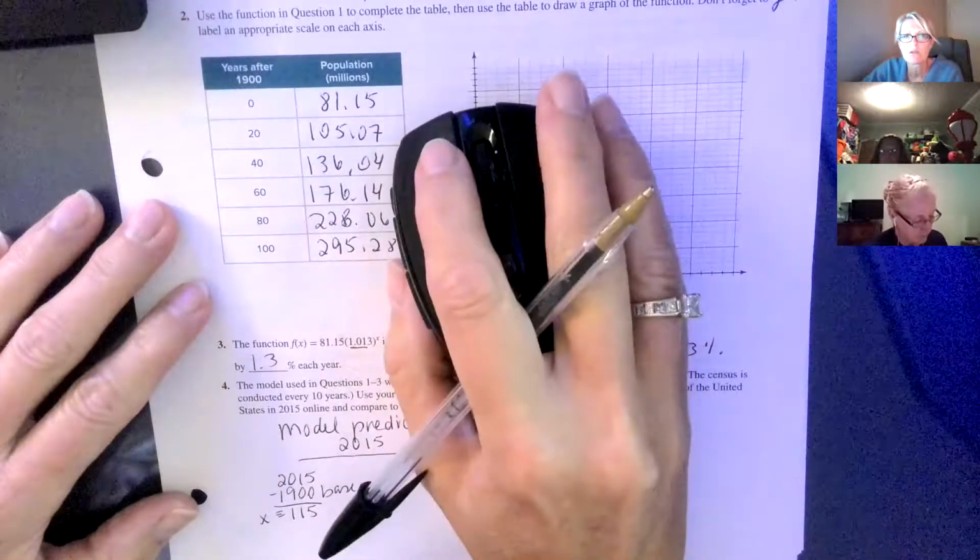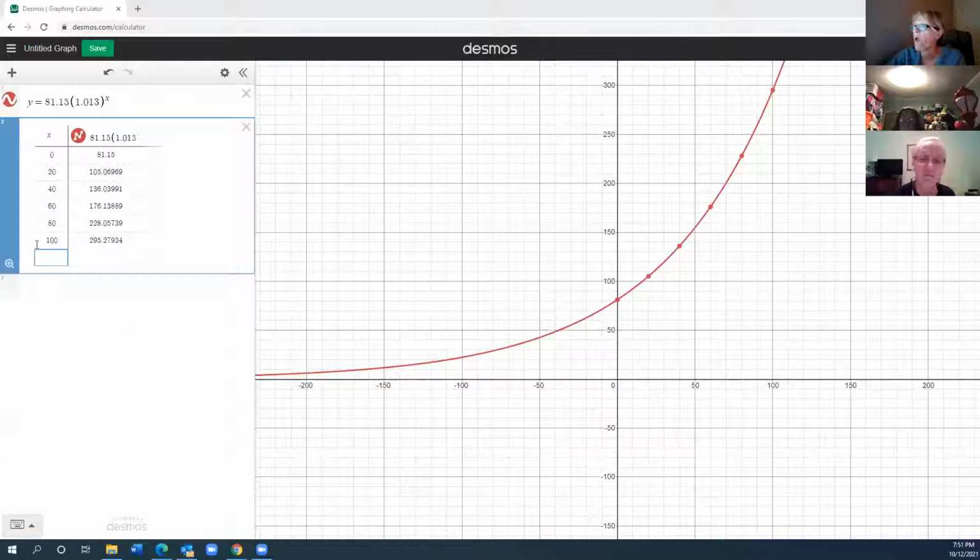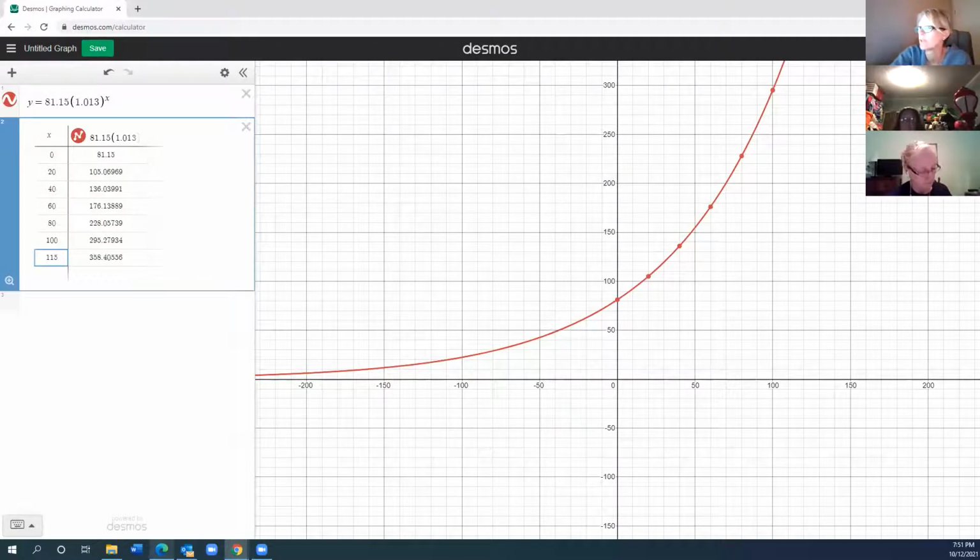So going to Desmos, I'm just going to go on my table and just put 115, which is super awesome that we can do that. And our model predicts 358.4 million people.